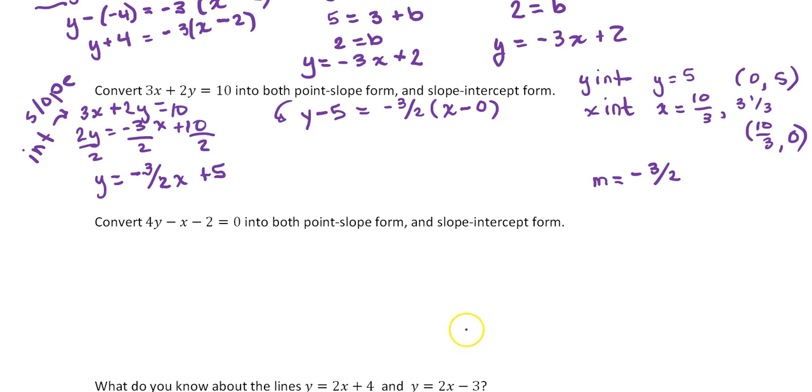If you wanted to be really fussy about it, you could make the argument that you could go with y minus 0 equals negative 3/2 times the quantity of x minus 10 over 3. That would be the only other alternative you'd have there.